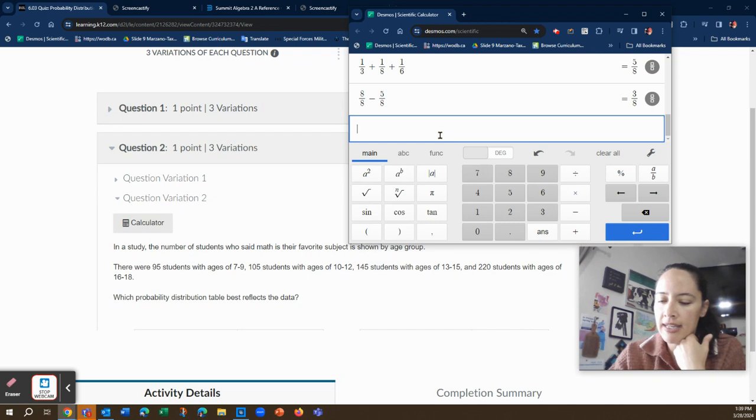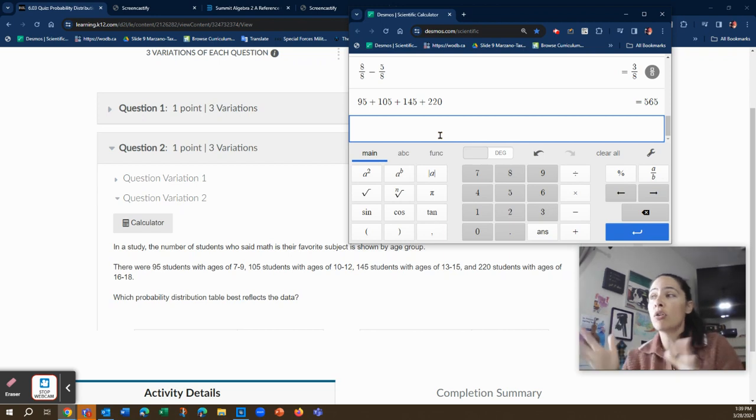All right, so we've got 95 students plus 105 students plus 145 students plus 220 students. That's 7 to 9, 10 to 12, 13 to 15, 16 to 18. So they have a total of 565 students in this group. Probabilities for each age group are going to be how many said yes, it was math, for each group. So we'll start with 95.